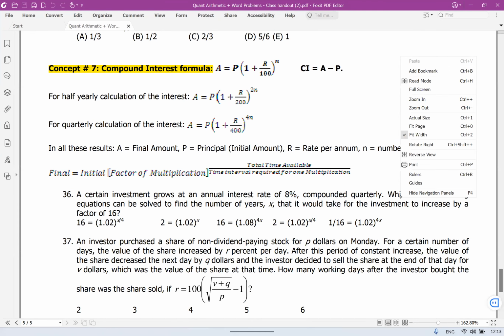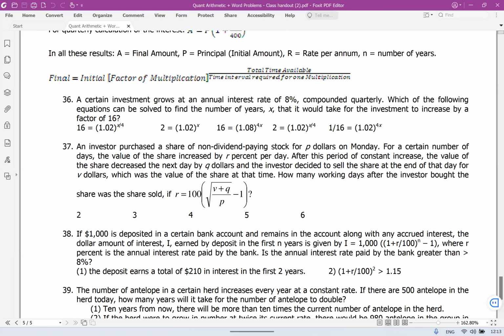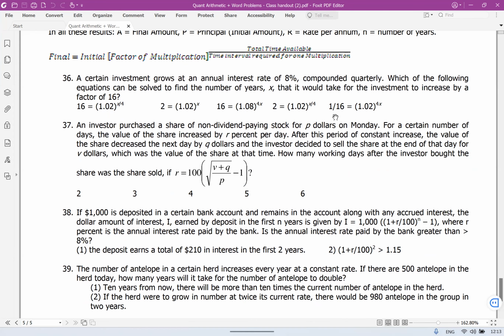Can you please try doing question number 37 here? From here. Exactly the same thing.